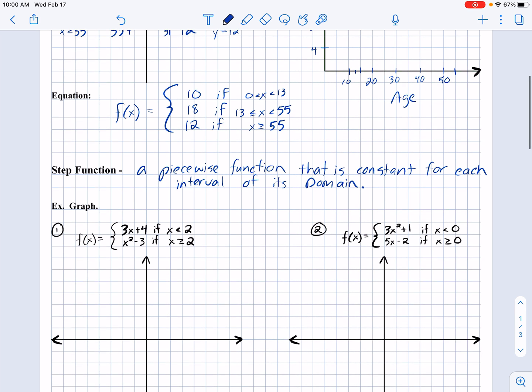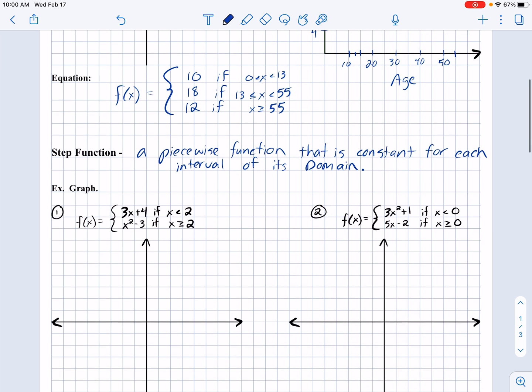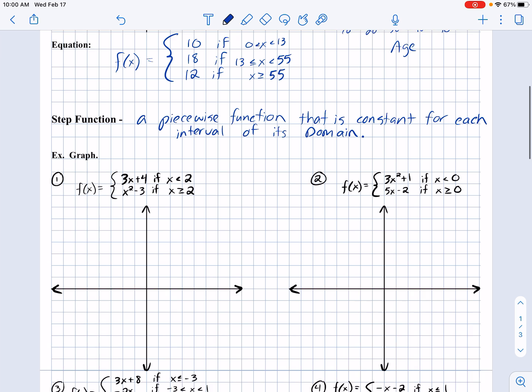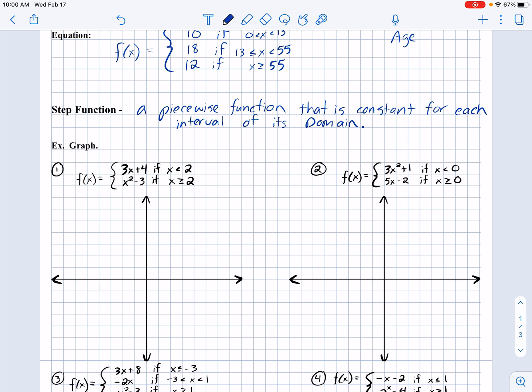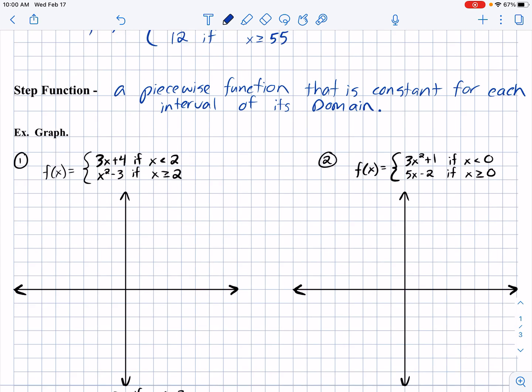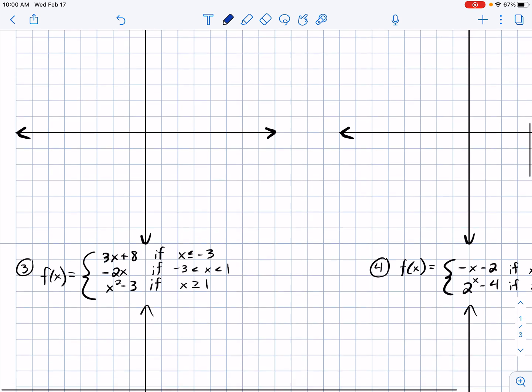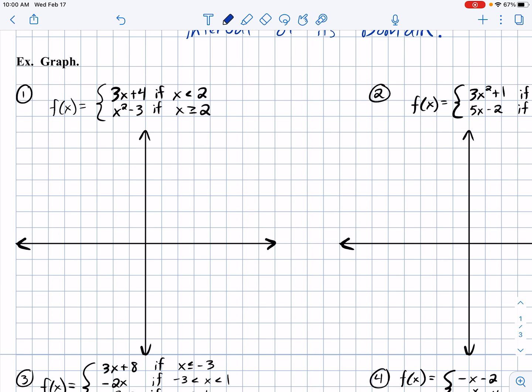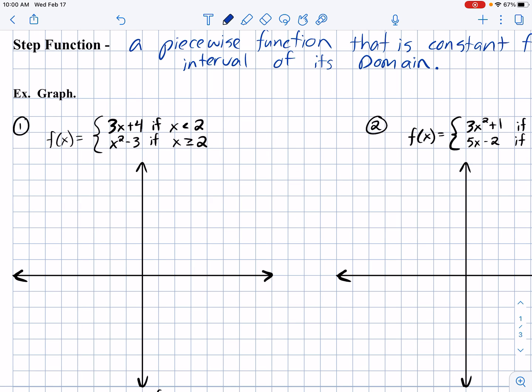Okay, we're going to try something a little different here where we're going to graph functions that aren't all constants. So if you look at number 1 here, we have a piecewise consisting of a linear function and a quadratic, right, for different parts of your domain. And there's really two methods that you can do here. I'll show you both.